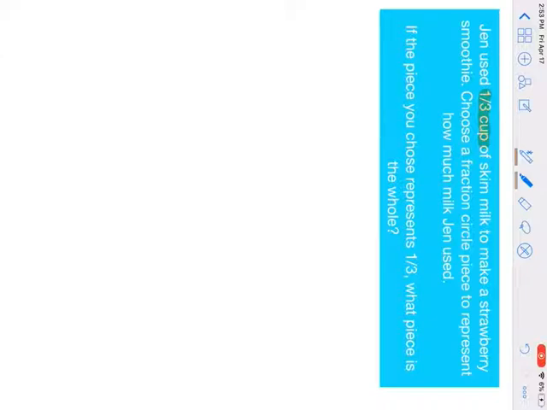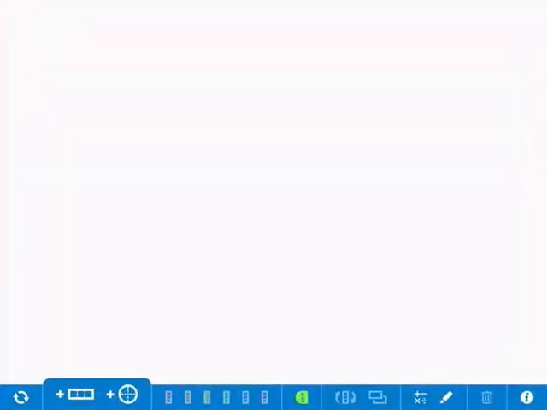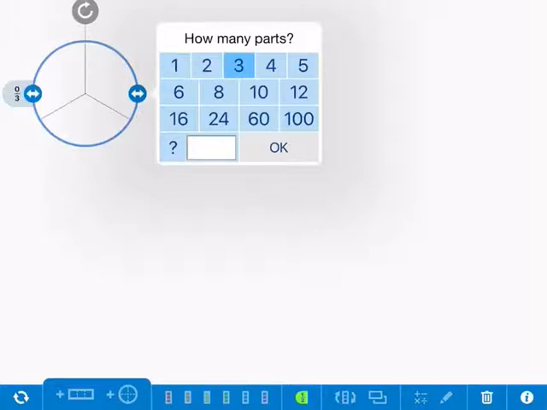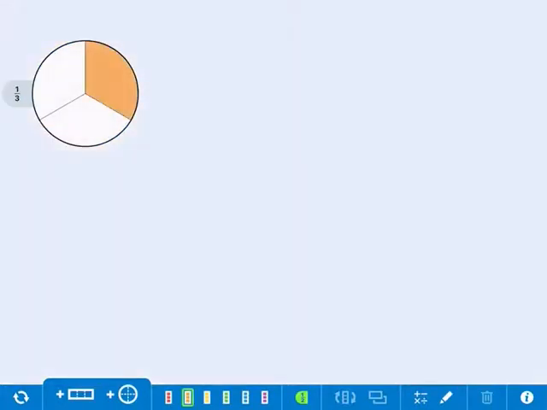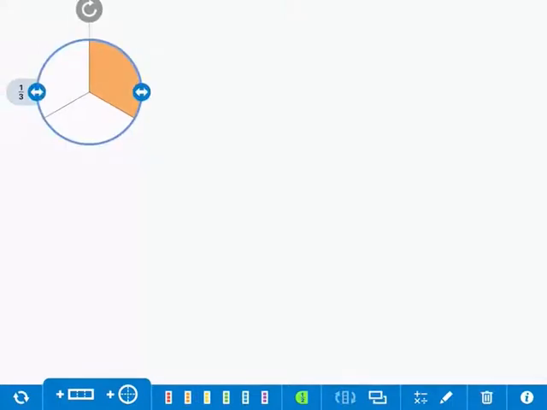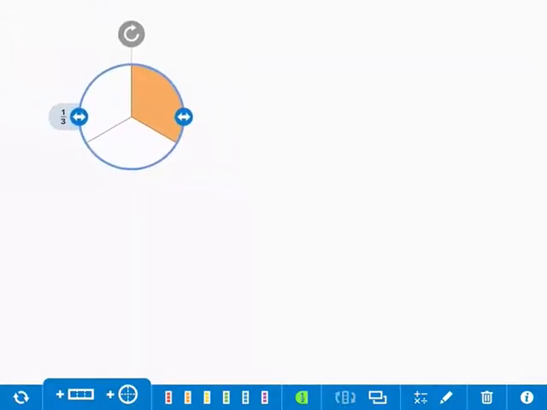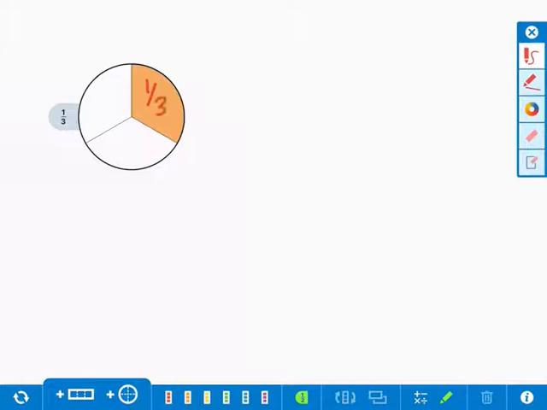Now, you could use the fraction circles that are inside of your toolbox on the resources in Everyday Math, but I'm actually going to open up my fractions app. Now, I know that it's 1/3, so I'm going to split this into thirds, and she only needs 1/3 cup of skim milk for her smoothie. So as you can see, I have it split into thirds with 1/3 highlighted.